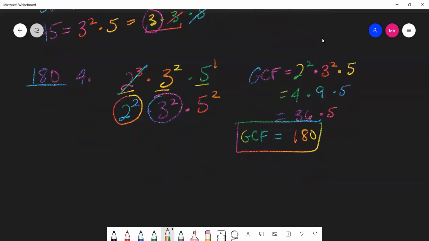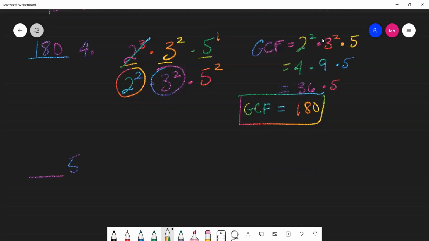Okay, so let's do another one of these, number 5. Number 5 gives us 3 times 5 squared times 17. And the second one is 2 squared times 3 squared times 13. Okay, well, we can very quickly see with these odd numbers here, 17 and 13, those are not common. They don't exist in both of these numbers. So those are instantly not part of our greatest common factor.